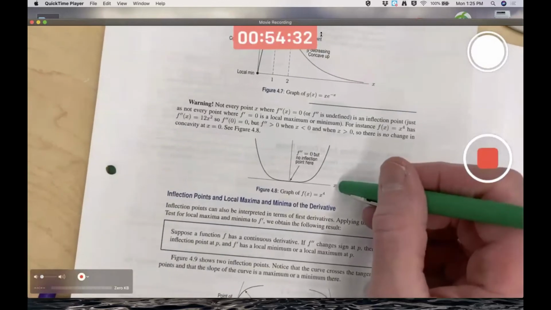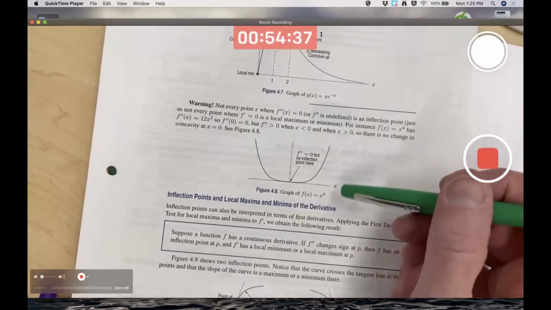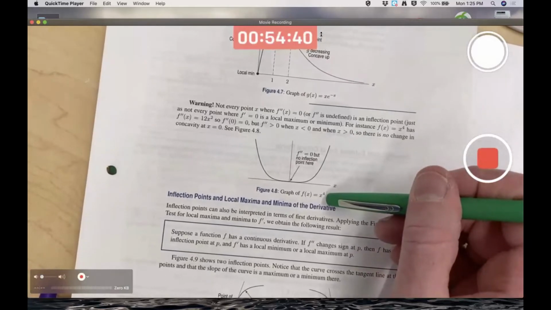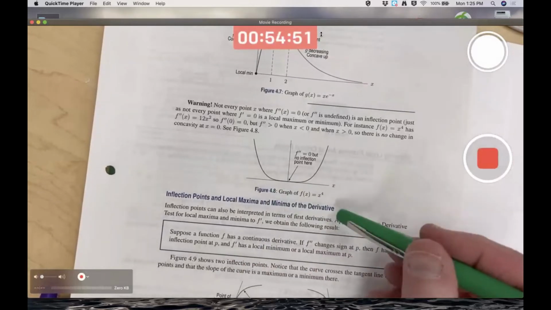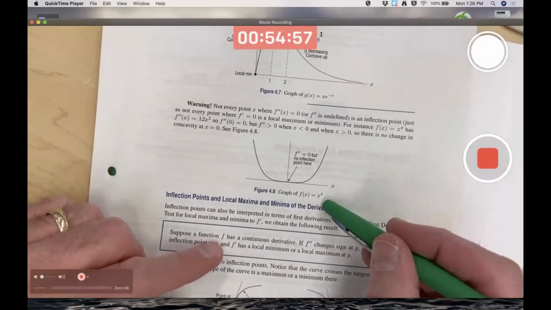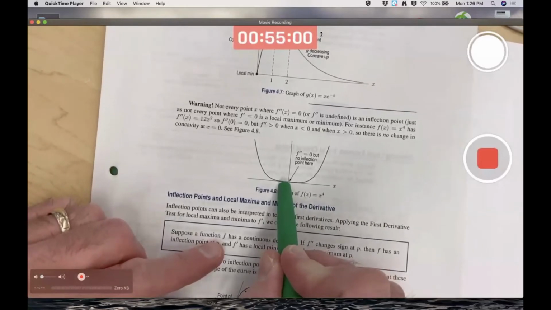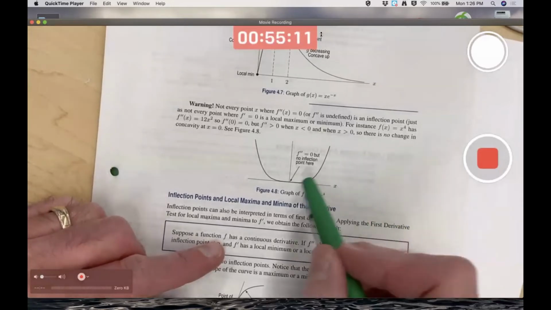You should also know this example, x to the fourth. See the formula? It has a graph that looks kind of like a parabola, but it is flatter than the graph of a parabola at 0. In fact, it's flat enough that the second derivative of this function at 0 is 0. However, it's concave up on either side of 0. The second derivative does not change sign as x increases through 0. Therefore, this point is not an inflection point.